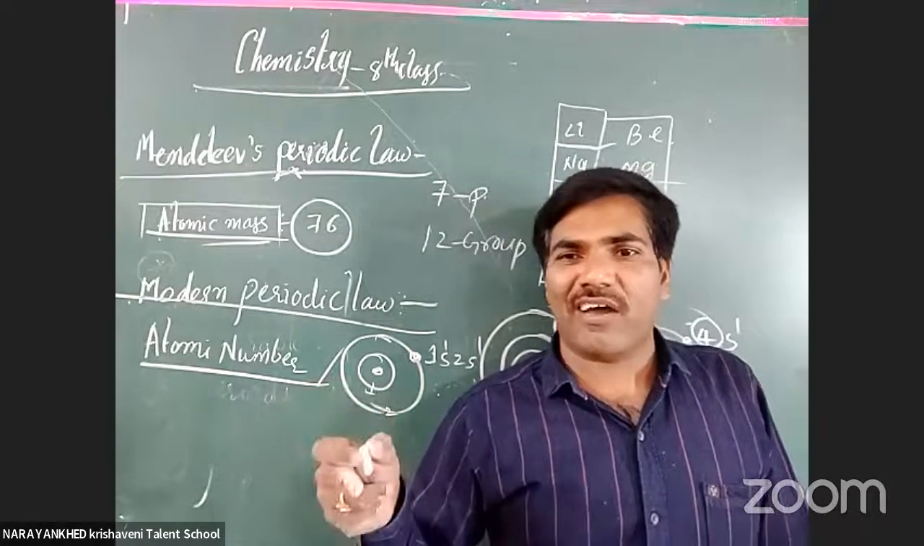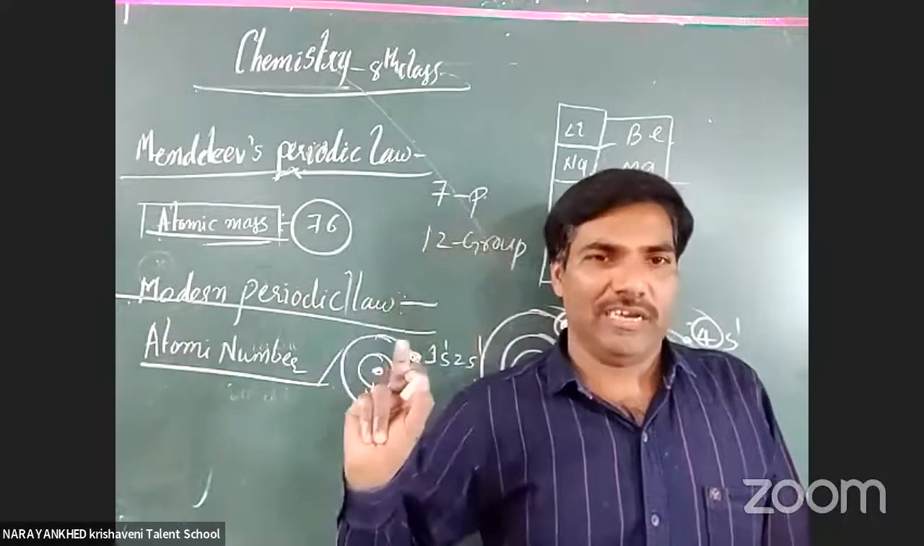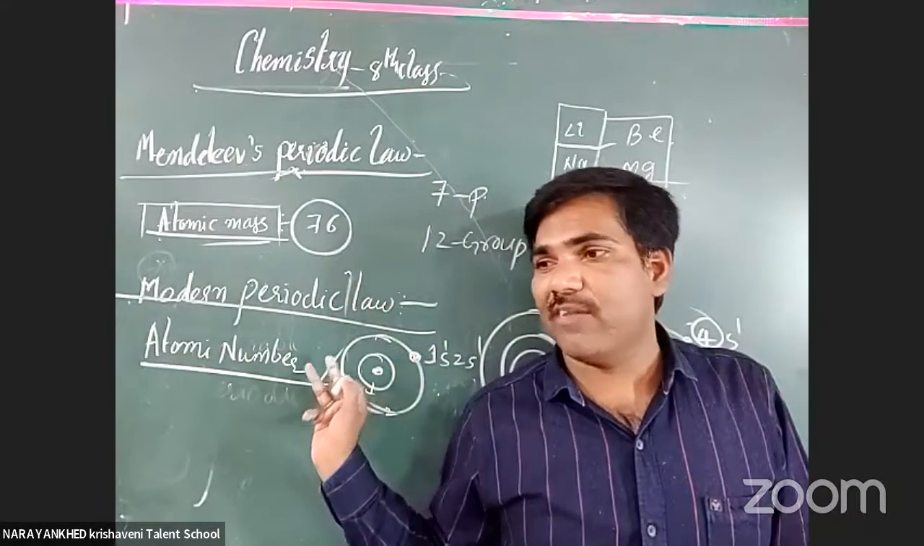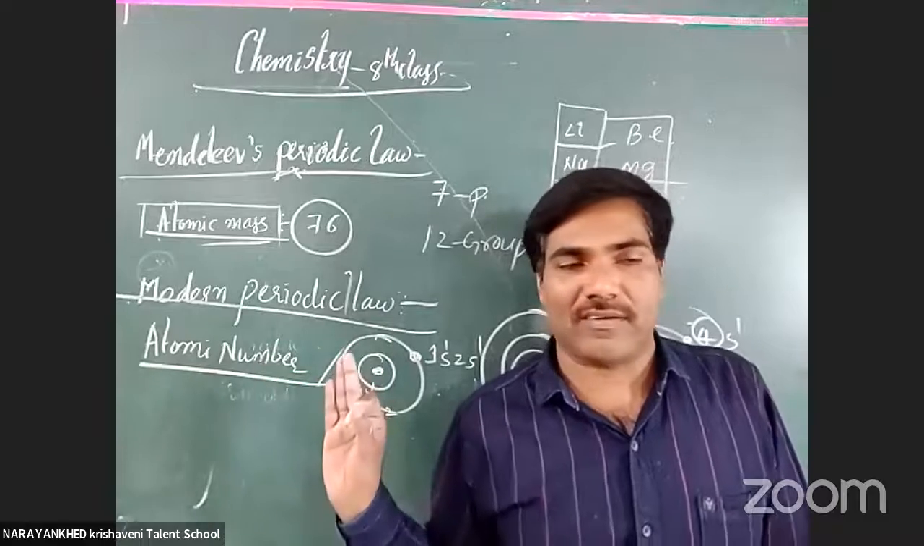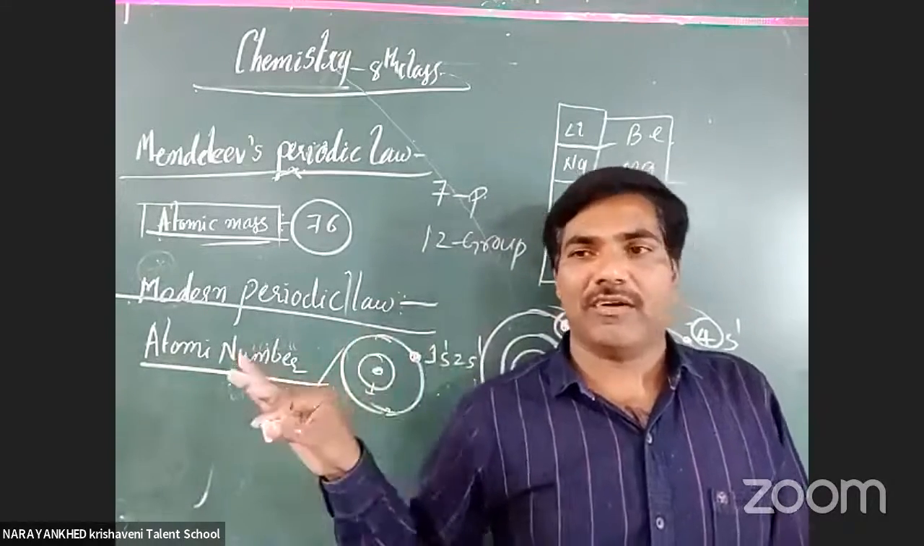In this, which particles are involved? Not the neutrons. Electrons and protons only are involved. That's why our modern periodic table is somewhat correct, maximum it is correct. Clear or not? This is the fundamentals of our periodic table.